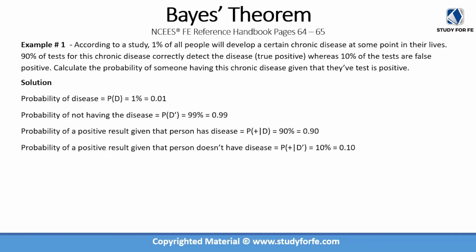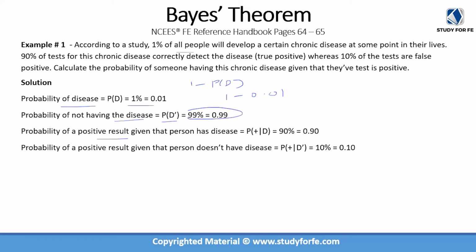So for these types of problems, I always recommend making a list of the probabilities that are given to you and clearly defining them. Probability of getting the disease for the general population is 1%, so 0.01. Probability of not having the disease is probability of D prime, which is 1 minus probability of D. So 1 minus 0.01 is 99% or 0.99.